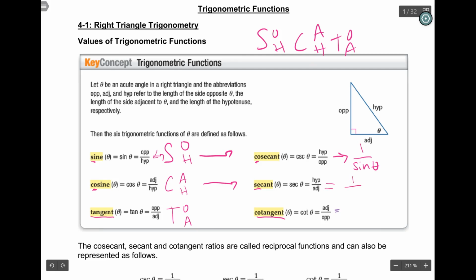Here we have 1 over... oh my gosh, and of course I screwed up. Alright, 1 over cosine of theta, that is secant. And then of course cotangent is 1 over tangent of theta.